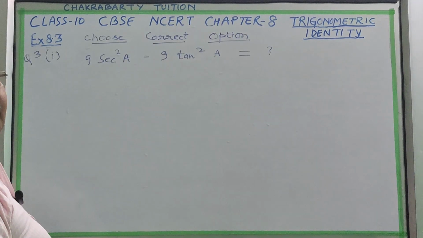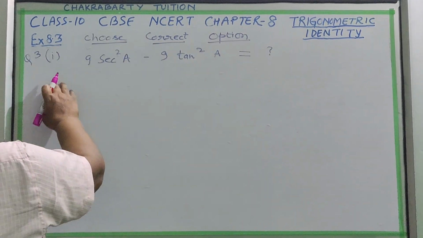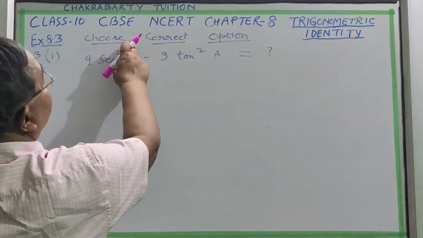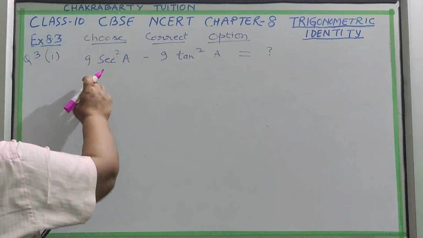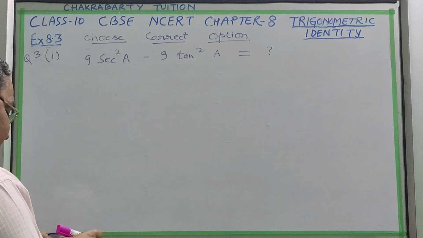Question number 3. Here, for all sub-questions, you have to choose the correct option. A, B, C, D are given. So this is the first, the third one. So how can we do it?